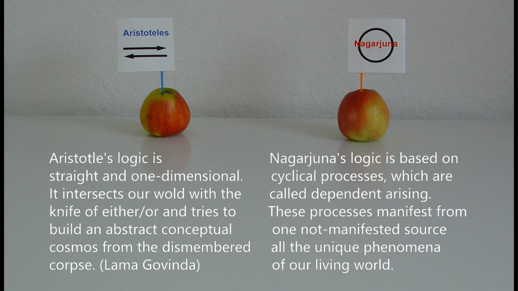In contrast to the logic of either or, Nagarjuna's logic is a logic in which the cyclical processes of life, the liveliness of things, remain in focus. Existence and non-existence, being and not being, are not viewed as something opposite, but as something that belongs together. The Tibetan meditation master Chögyam Trungpa sums up this logic of the living. Things exist because they do not exist.